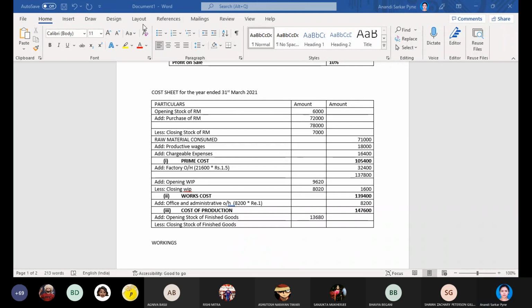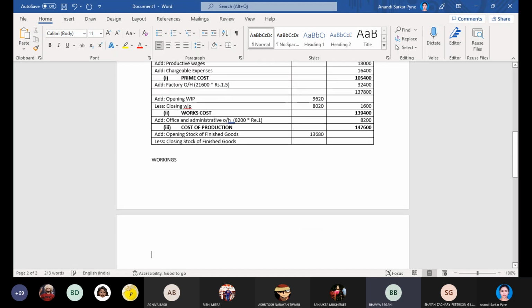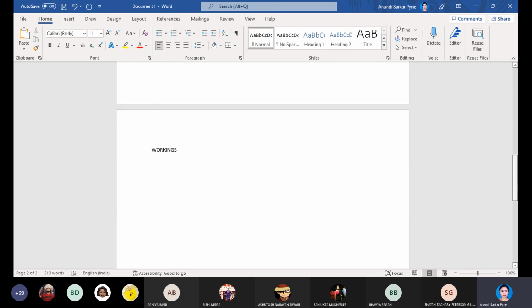Just a second. What will be the finished goods cost per unit? I'm also calculating, you also calculate. Ma'am, it will be 18 rupees, right? Yes. Cost of production divided by 8,200. Absolutely. Then we will do 18 rupees into 1,200. So first of all, determination of closing stock of finished goods.